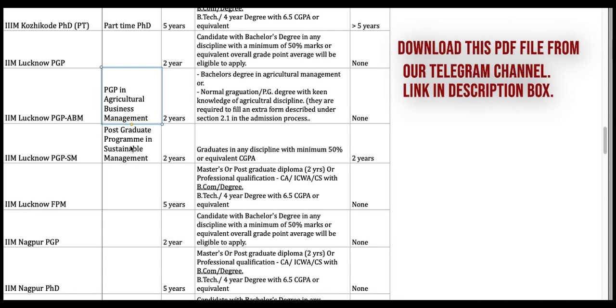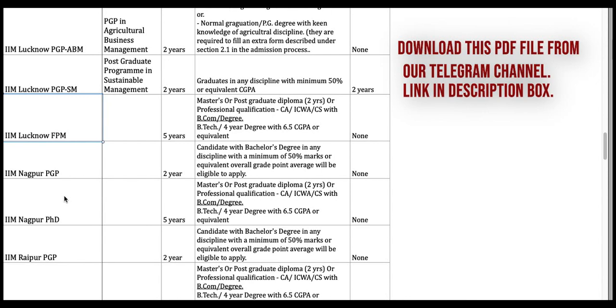PGP in Sustainable Management. Now this program is offered only to those people who have at least 2 years of work ex. IIM Lucknow, go for it if you have 2 years of experience. FPM again is a doctoral program by IIM Lucknow. So 4 years and 3 plus 2, I've already told you, FPM is a PhD program, right?